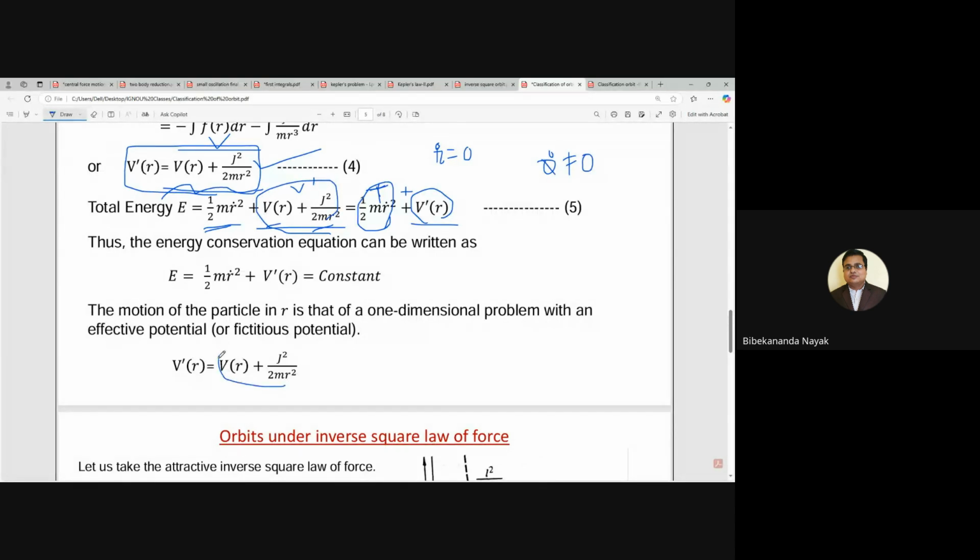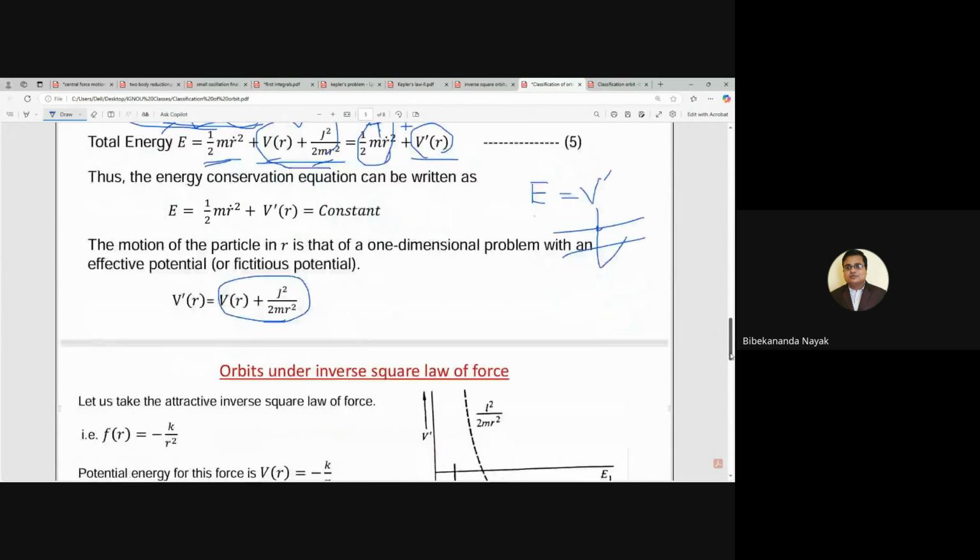Okay. So now we want to plot it. Because we know when E is equal to V, that point is the turning point, body changes the direction of motion. So here for central force motion, we call E is equal to V prime. When E is equal to V prime, at that point, body changes the direction of motion. Okay? So now we plot V prime, then we assume E lines, so that this point is a turning point, this point is a turning point. Okay, plot this V prime.